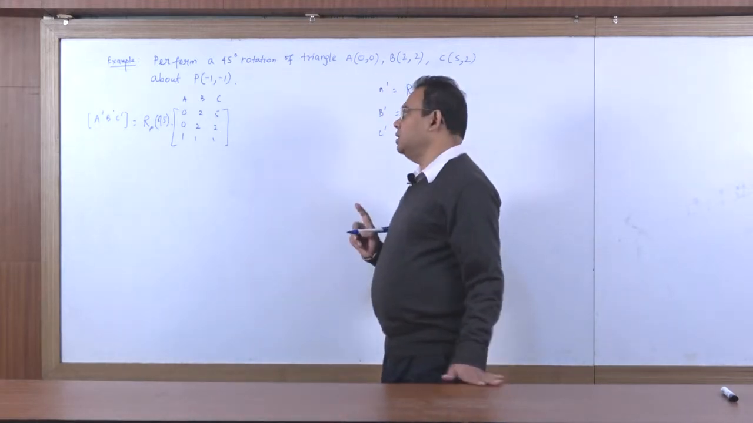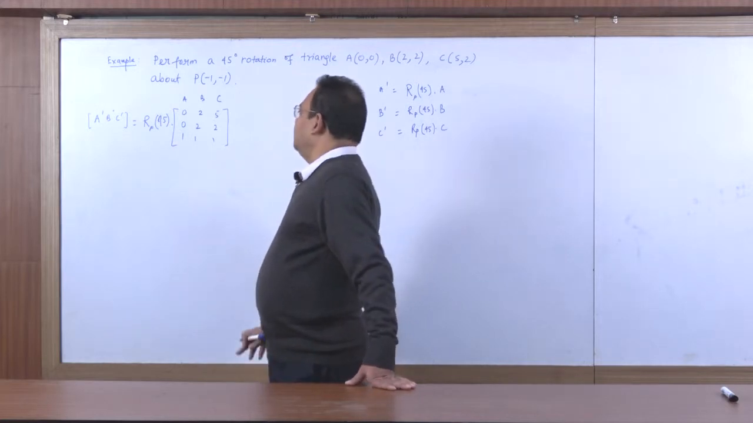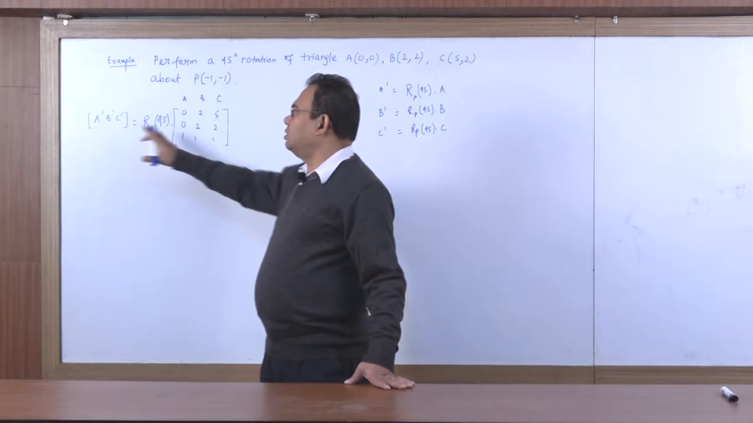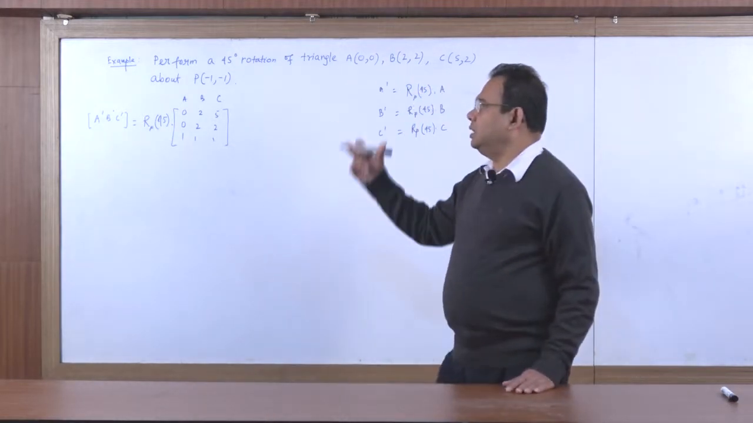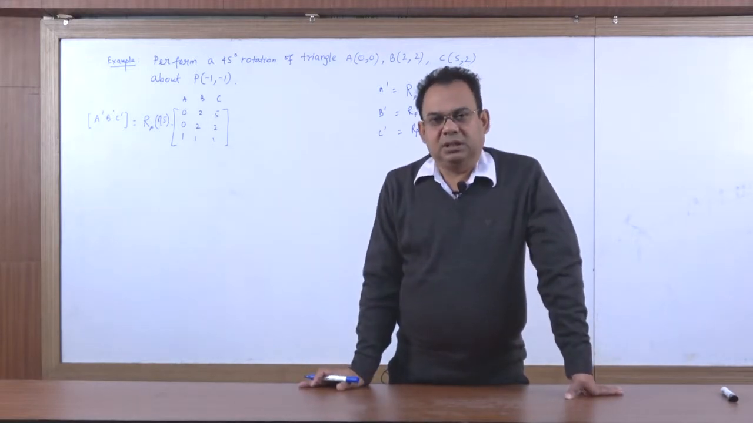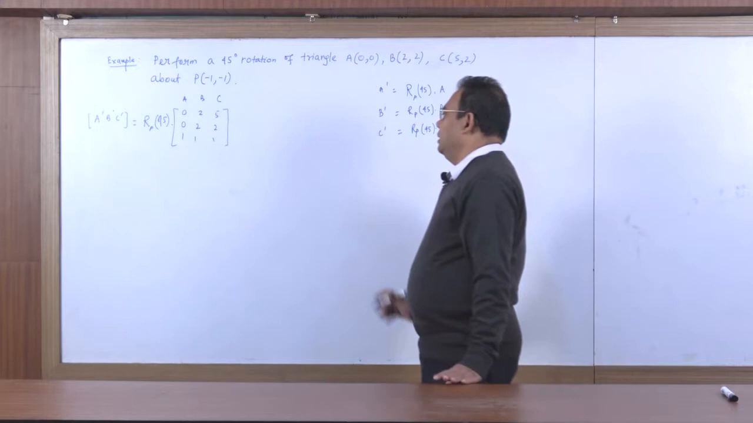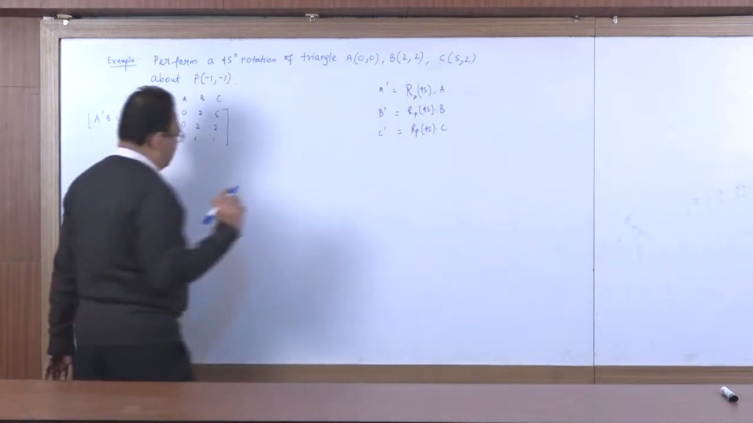So, our first task is to obtain this composite matrix operator, and then we will just multiply this on the object points, we will get the corresponding transformed points, and then we can redraw the object in the new positions, and we can get the transformed object.